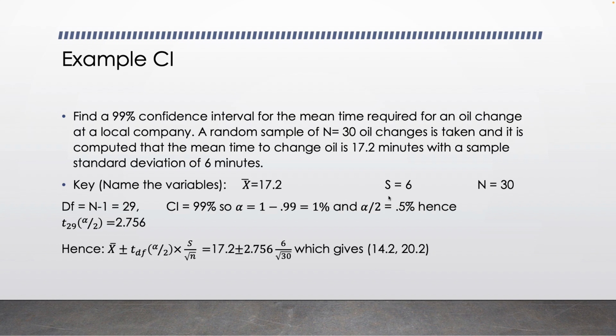Okay. So here's an example. We want to find a 99% confidence interval for the mean time required for an oil change at a local company.